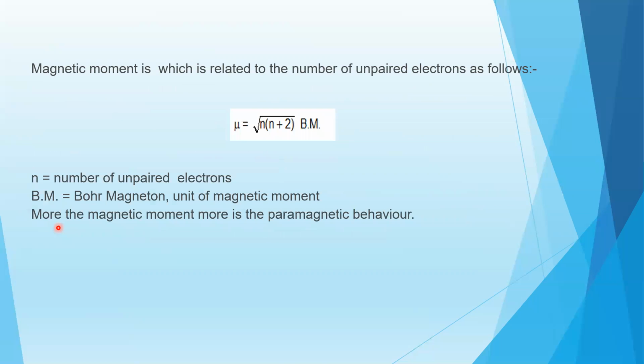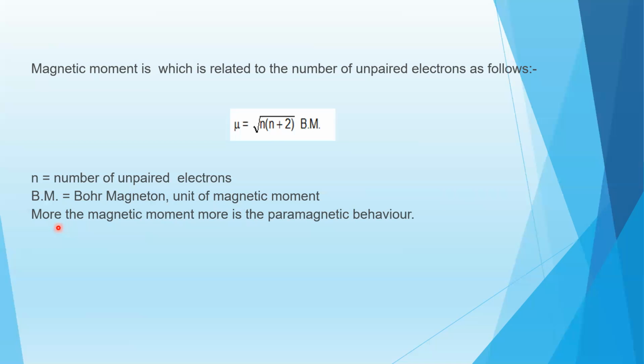Magnetic properties. Magnetic moment, which is related to the number of unpaired electrons, we are going to calculate by using the formula mu is equal to the square root of n into n plus 2. The unit BM is known as Bohr magneton, as this formula was discovered by the scientist Niels Bohr. Hence, its unit is given as Bohr magneton, where n is equal to the number of unpaired electrons.